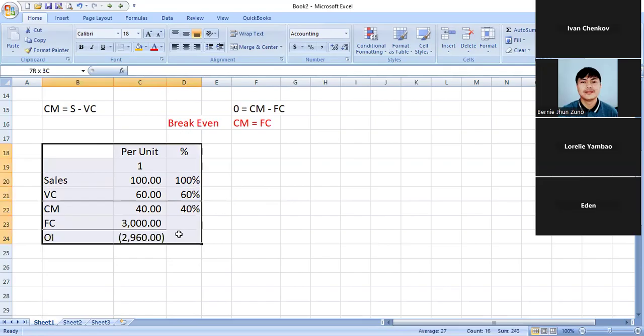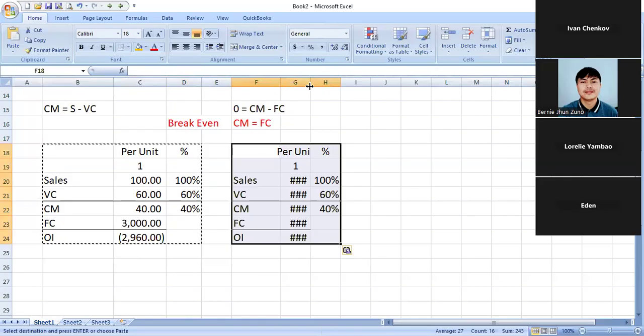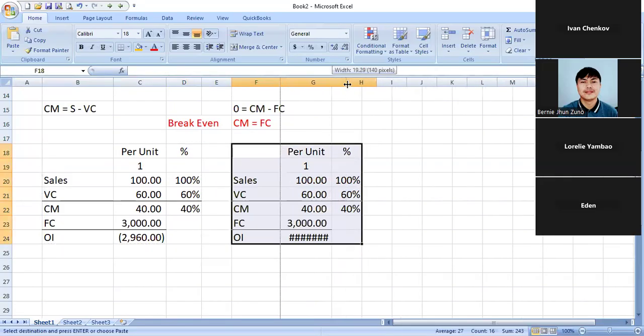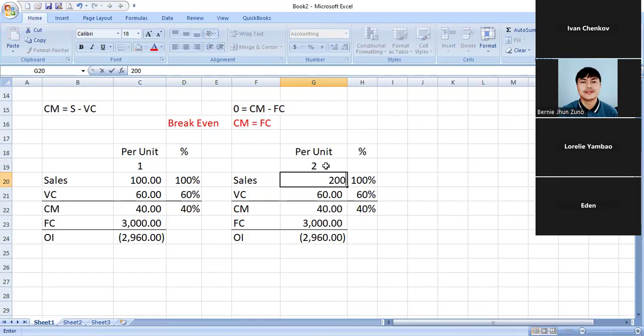Let's see what's going to happen if we sell 2 units. How will our calculation look here if magically we sell 2 units? If I sell 2 units, how much will my sales be? 200. How much will my variable cost be? 120. How much will my contribution margin be? 80. Fixed cost? Remains 3,000. Remains the same. Operating income? Now operating income also changes. What's the change in operating income?